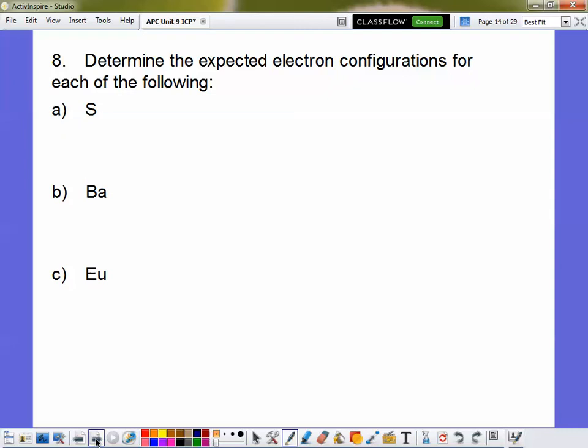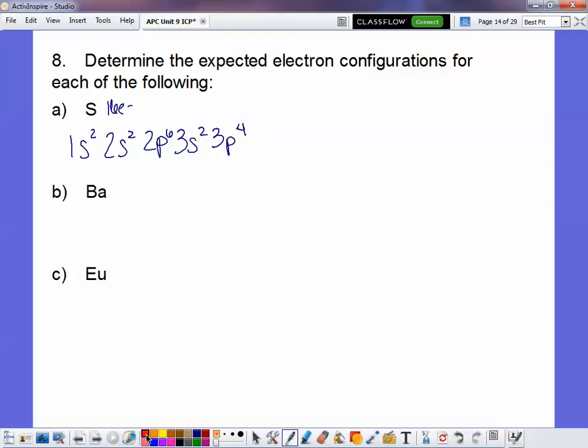So for sulfur, how many electrons do we have? 16. We just look at the atomic number, and that's the number of electrons. We only have to worry about ions later, okay? So 16 electrons. So where do we start? 1s2. Then 2s2, 2p6, 3s2, 3p4. And it's done. Questions? Okay.